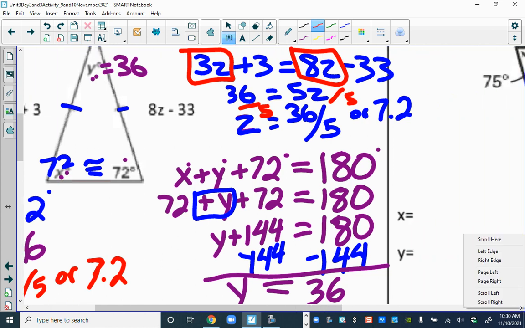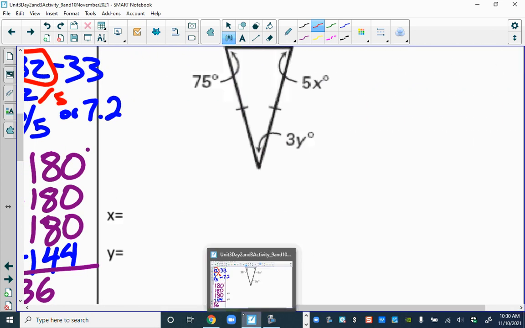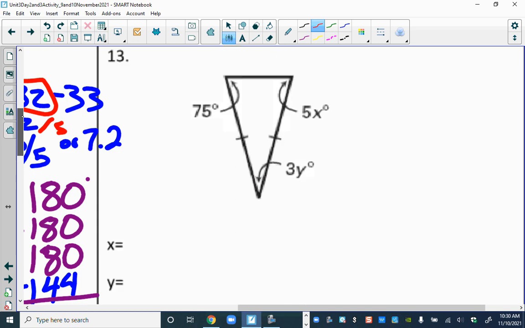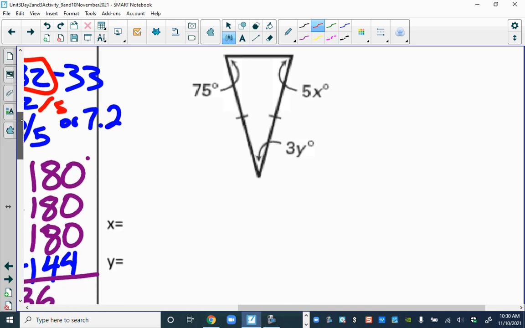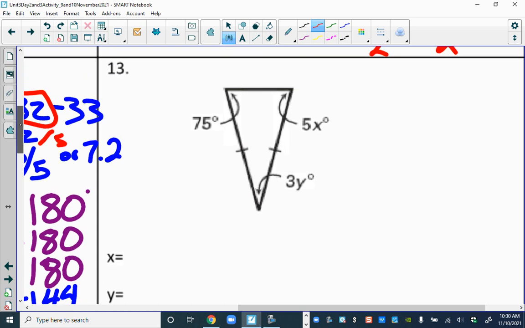Let's do 13. Yeah, that's 13, right? Yep. All right, I'll go all the way. 13 may not be as complicated as 12. Now, a couple things right away. Given this triangle, what can we connect? How can we make some connections here? Anybody?